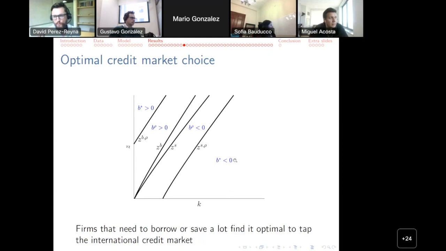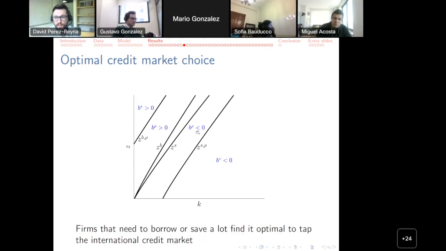So with a positive rho, we're going to find a map like this. These highly productive firms with low initial capital are going to be tapping the international credit market. These low productive firms with high initial capital are going to be saving abroad. And then there are these middle ground firms that are borrowing in the domestic credit market, these firms that are saving in the domestic credit market, and there's this stripe of firms that are tapping the domestic credit market, but neither want to save nor borrow, finding it optimal for B to be P0.